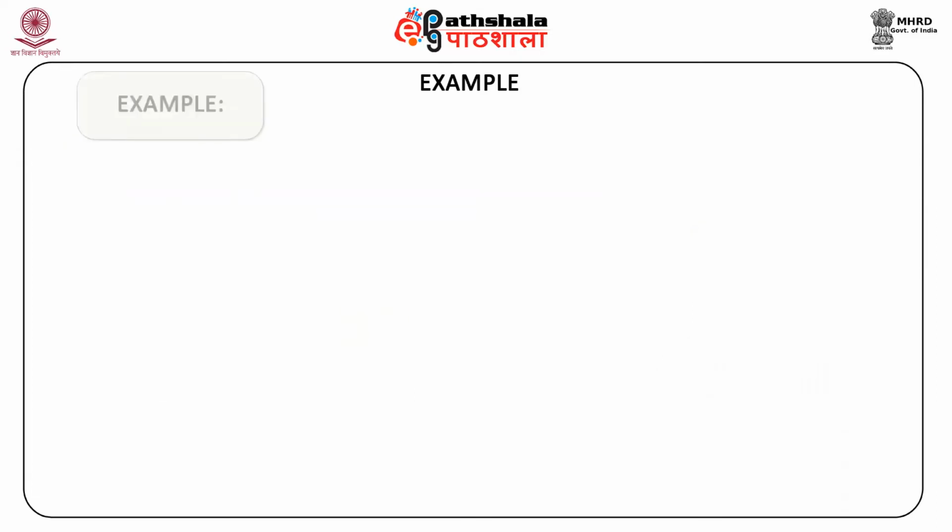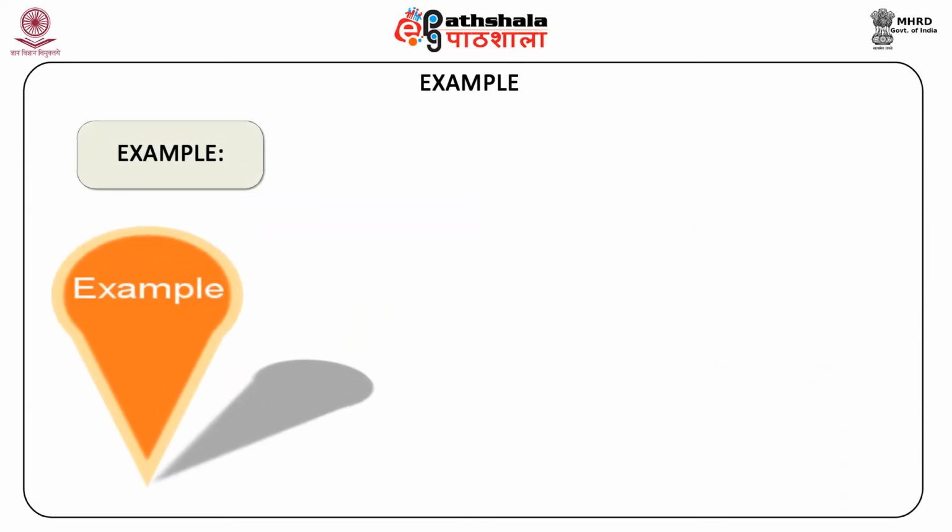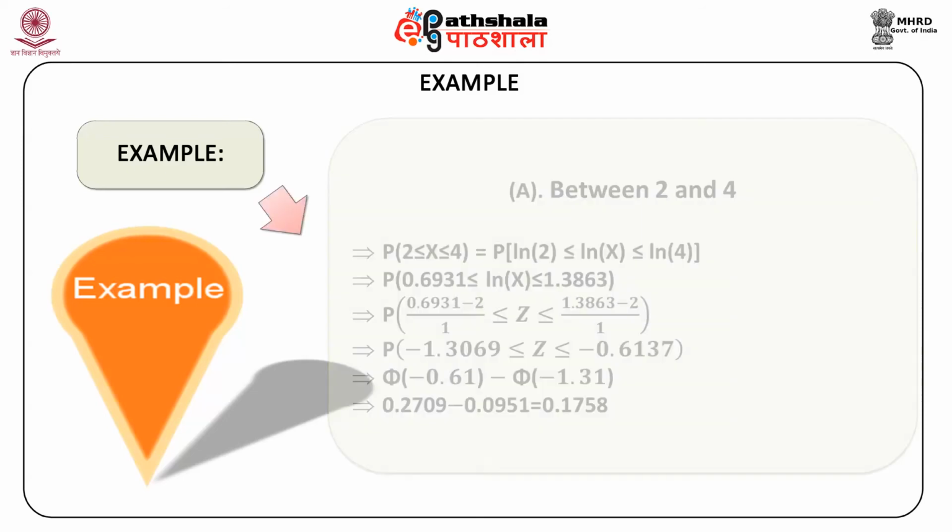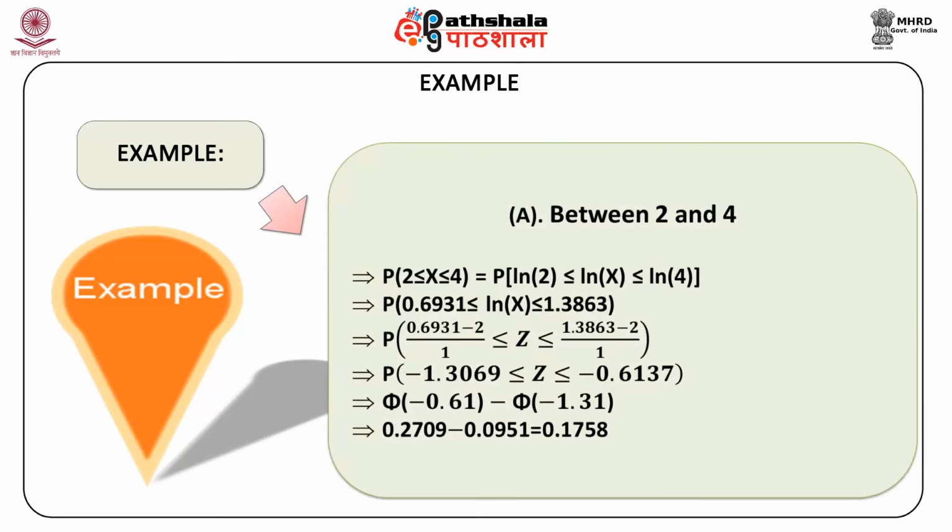For example, suppose the life of a remote control, measured in thousands of hours, used for electronic appliances has an approximately log normal distribution with mean equal to 2 and sigma equal to 1. First, find the probability that the life of the remote control is between 2 and 4. Second, that it exceeds 6. Third, find the mean and variance if mean is equal to 3 and sigma equal to 2. Solution: between 2 and 4.